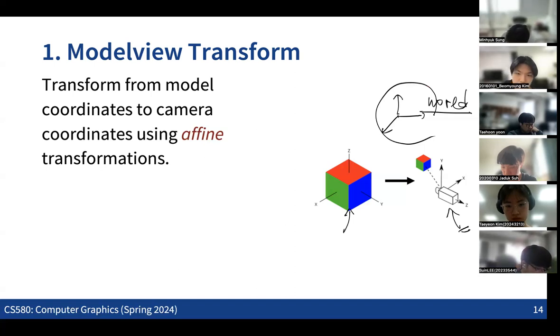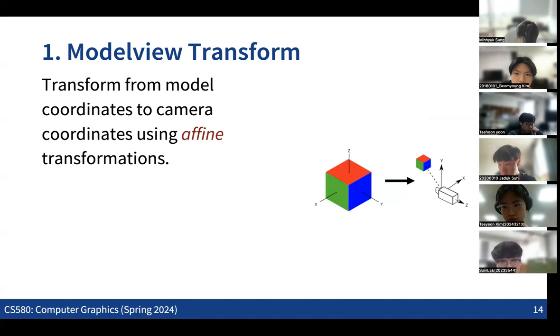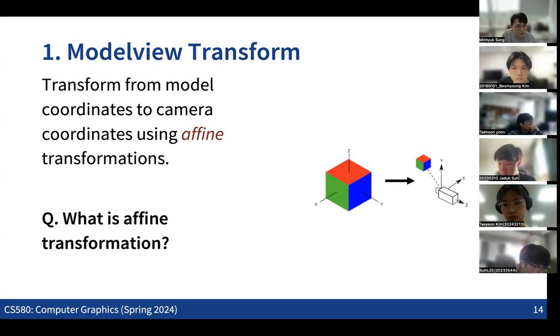And these two transformations, from the object coordinates to the world coordinates and from the world coordinates to the camera coordinates, are called the model view transformation. That's what we typically do in the graphics pipeline. Also, for those transformations, there can be multiple types, and we're going to consider the affine transformations. But here the question is: what is an affine transformation?